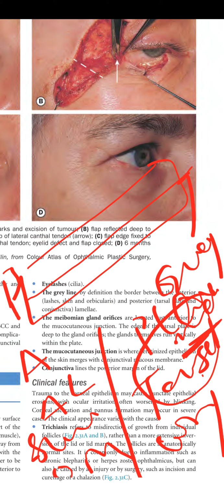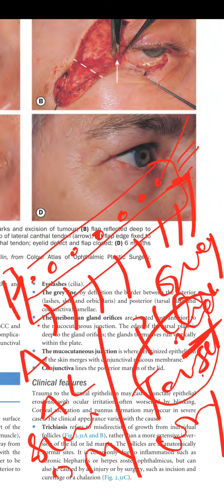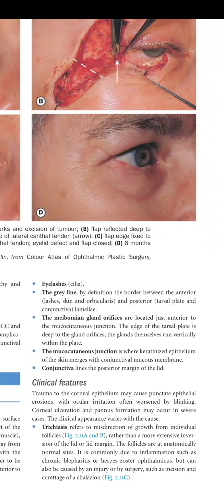So this is the skin, and then there are the lashes, which are called the cilia. Then there is the gray line, and then the meibomian gland orifices, which are deep to the tarsal plate, and then there is the mucocutaneous junction. So this is the anatomy of the eyelid margins.